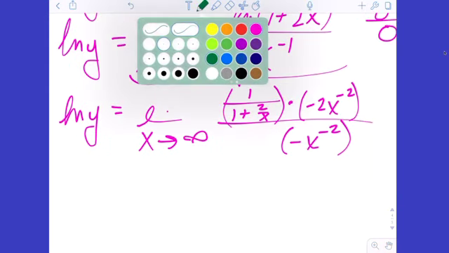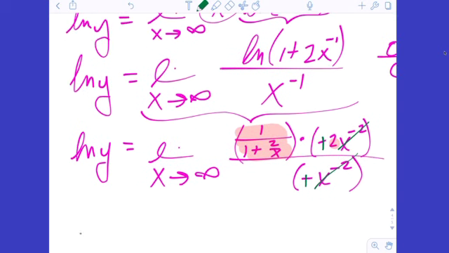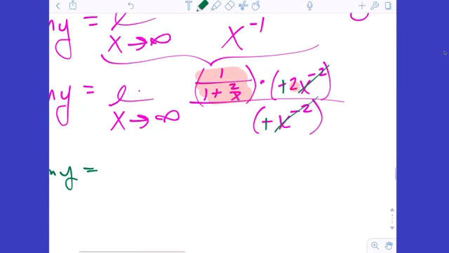Anything good happening on the right-hand side now? Yeah, your x to the negative seconds divide out, and negative over negative is positive, so your negatives divide out. So we're just left with this and a 2. So the denominator is 1, so we could just try evaluating right now. You've got the natural log of y equals, and if we plug in, what happens to 1 over 1 plus 2 over x? It approaches 1 over 1 plus 0, which is 1, times the only thing that's left, which is 2. What's 1 times 2? 2.